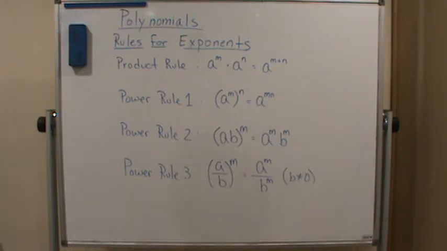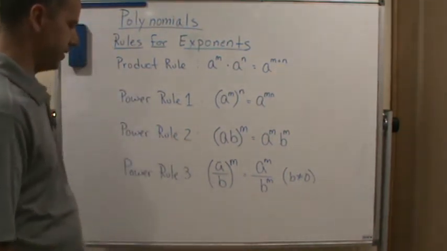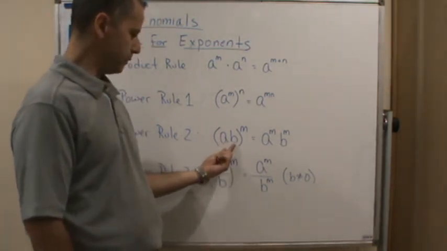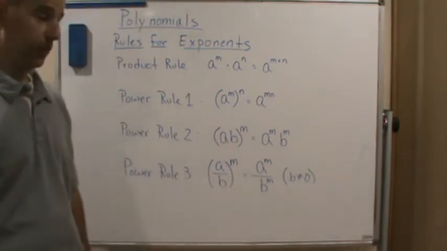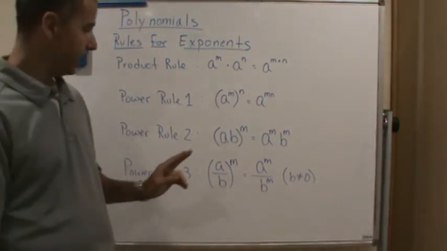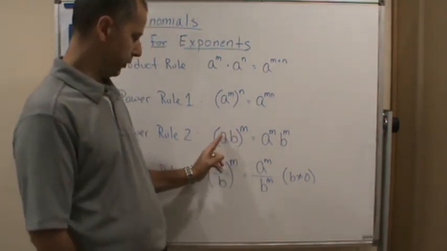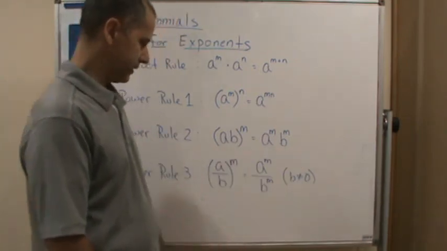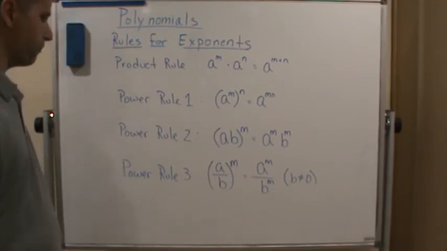What does the next one say? The next power rule, number 2, says, what if I have 2 bases? What if I have a times b and I'm raising the whole thing to the power of m? Well, what this power rule is saying is I can go ahead and distribute the exponent to both of the bases. So I can write it like this, and I would get the same answer.